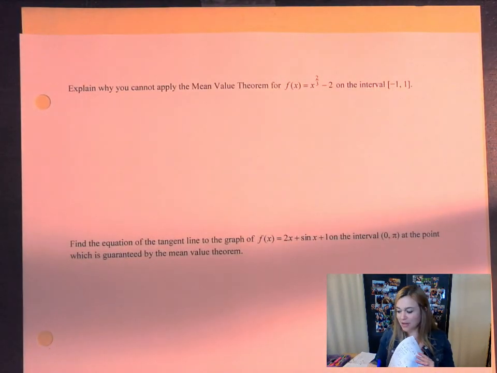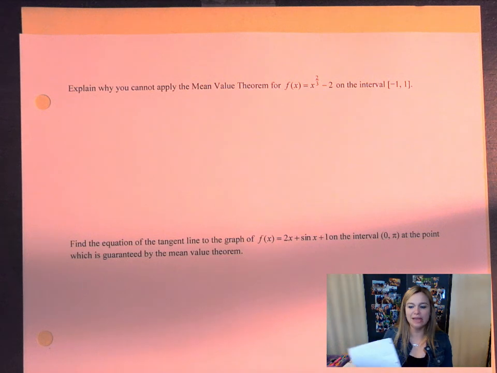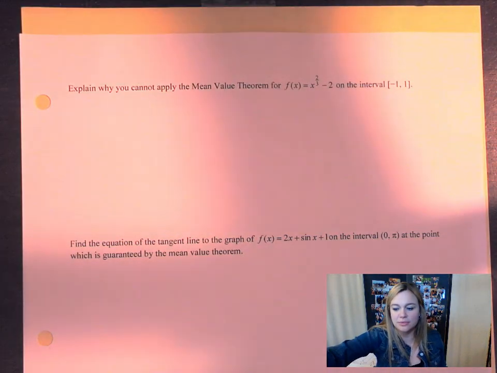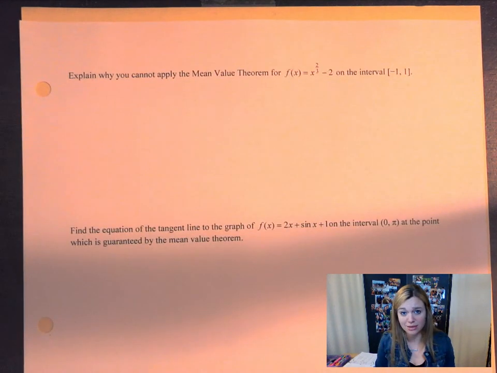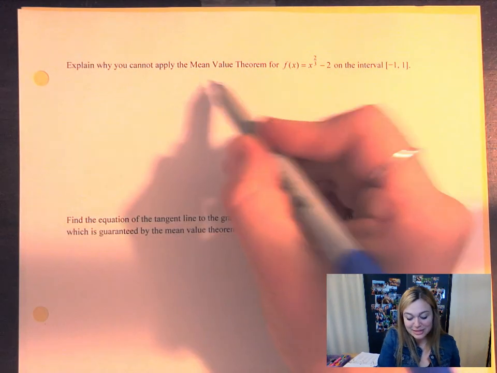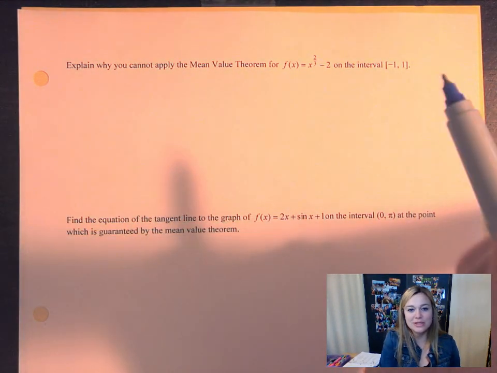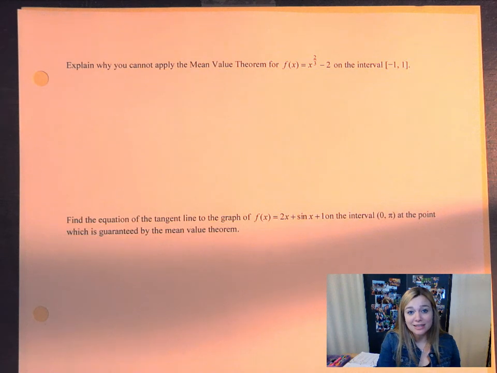And this one, explain why you cannot apply. Oh, it's so sad. But at least we know before we start that we're not going to apply the mean value theorem, so it's not just like a kick in the face or something. Okay, explain why you can't use the mean value theorem. So let's think through this. That means that this function is either not continuous or not differentiable. So now we have to try which one.